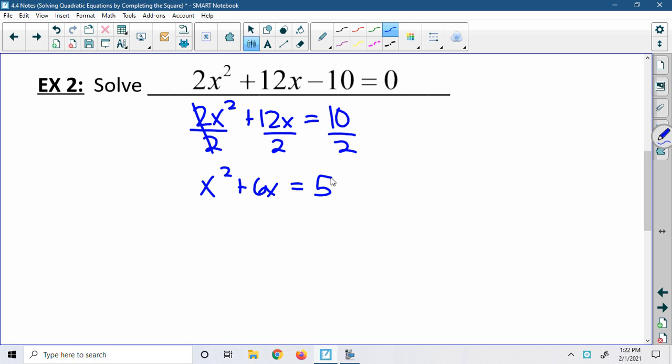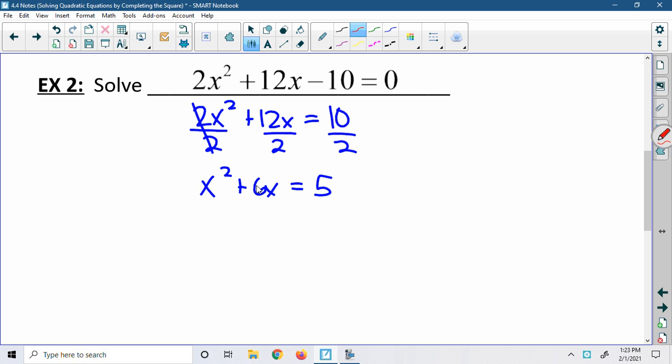And this is a good example of where you're forced to use completing the square. If you go back up here, this original equation, it won't factor, like it just doesn't factor. So then we're forced to use this new method, completing the square, because we can't use factoring.